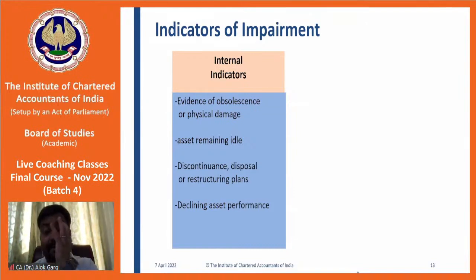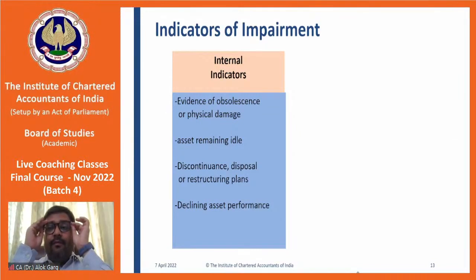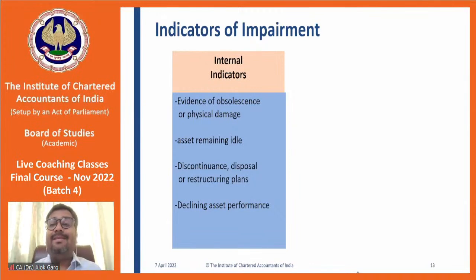So guys, evidence of obsolescence or physical damage is one of the internal indicators which says that you need to perform an impairment testing exercise, and you need to calculate the fair value less cost to sell or value in use. You need to calculate the recoverable value, right?